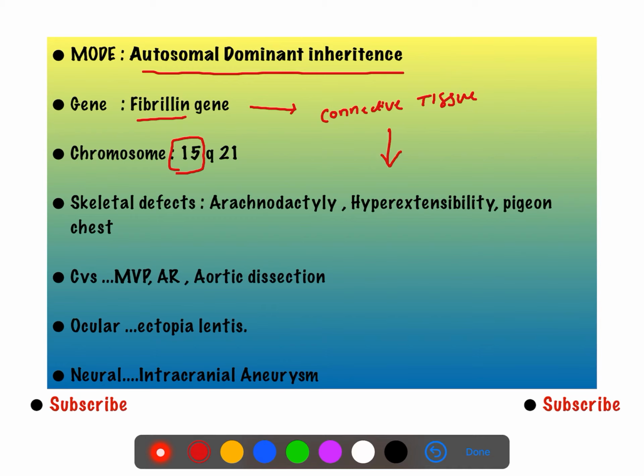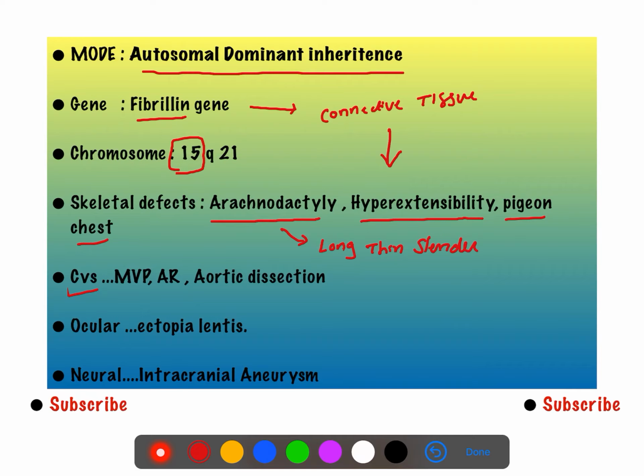The most common symptoms and signs you see are skeletal defects, and among these they will have arachnodactyly, hyperextensibility of joints, and pigeon chest. Arachnodactyly means long, thin, slender fingers. They will have long, thin and slender fingers.